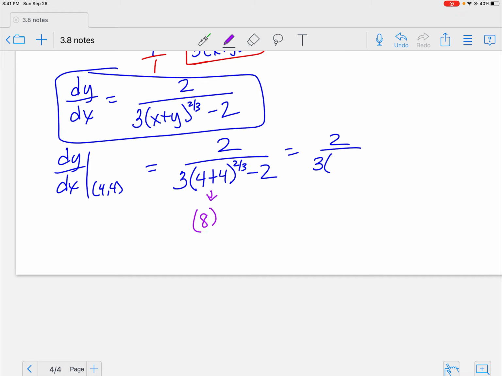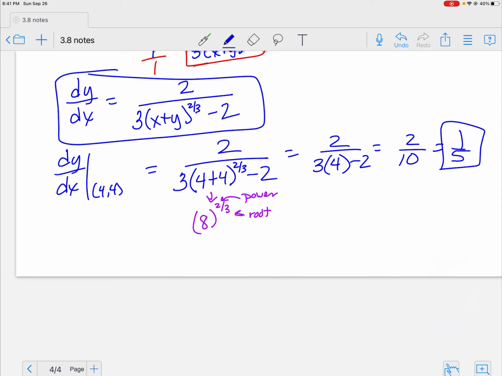here is 8 to the 2/3 power. That's power over root. So always do the root first. So the cube root of 8 is what? 2. Good. So if I know that's 2, 2 squared is 4. See that? The cube root of 8 is 2. And then 2 squared is 4. Minus 2. So 2/10 is 1/5.